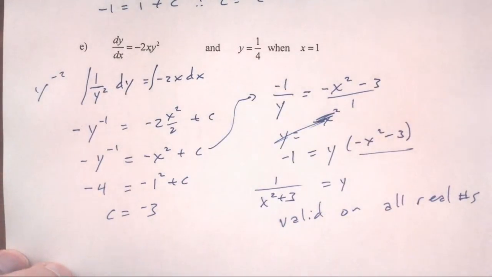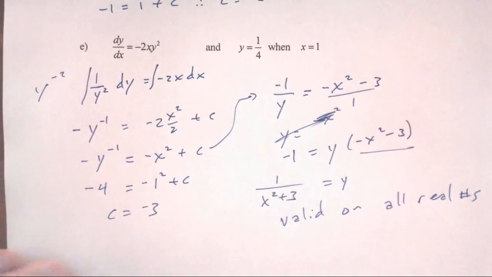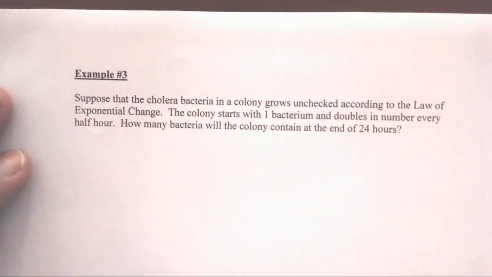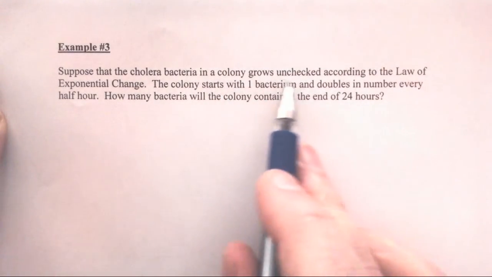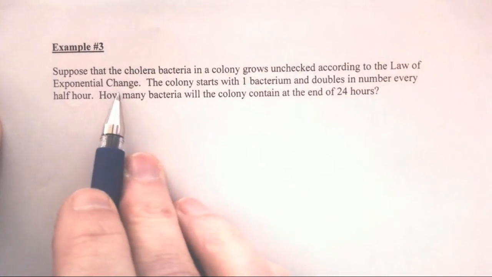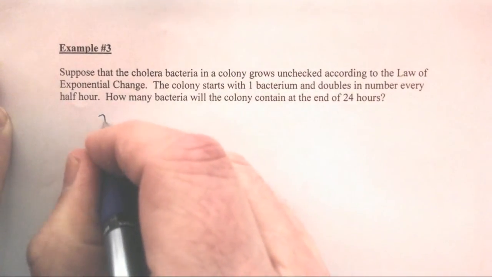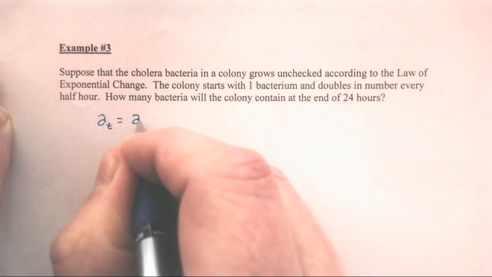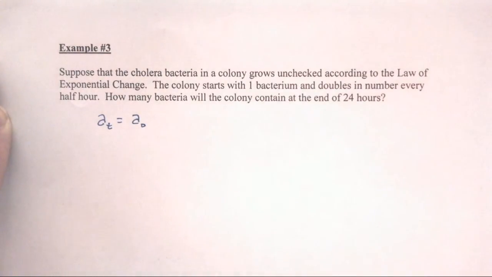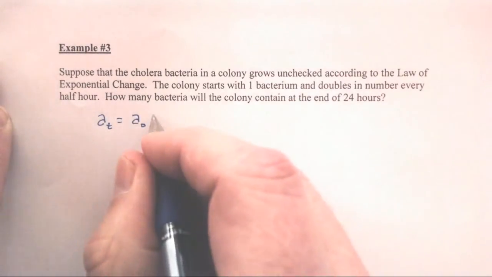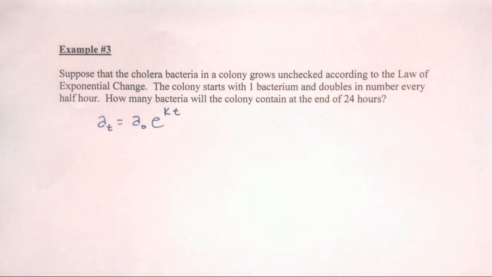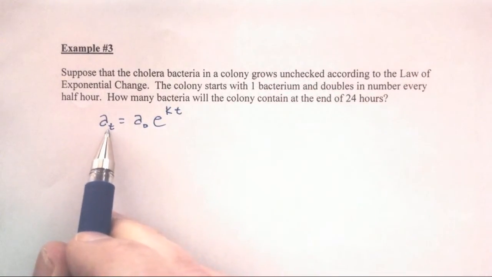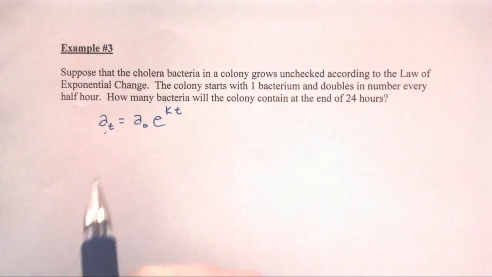Okay, let's take a look at just a couple of word problems here that really have the feel of things that we've done before. Suppose that a cholera bacteria in a colony grows unchecked according to a law of exponential change. Exponential change, I like it in this form: amount at time t equals initial amount, you can write it with the y as the book has, and then that's going to be e to the kt. That's our formula, whether it's the book would show y equals y naught, that's fine.